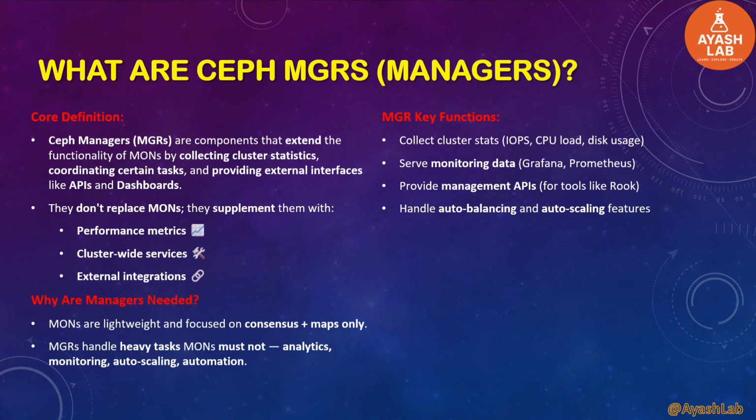Mons are designed to be lightweight. They are not supposed to do heavy background tasks or run APIs. That's where the managers, the MGRs, come in. So what does the MGR do? MGRs collect real-time statistics like IOPS, throughput, disk usage, CPU load, etc. They also provide APIs for external tools to talk to Ceph, like REST APIs, Prometheus exporters, and Kubernetes, and we'll read all about it in future videos in this playlist.